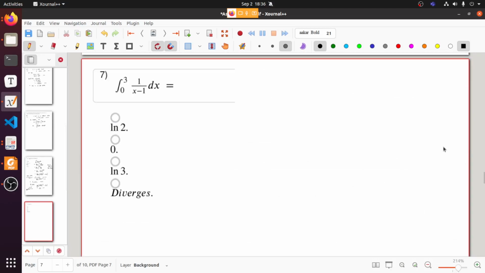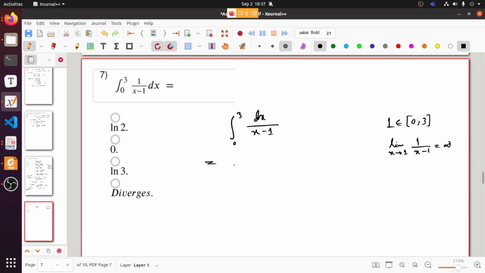Now this is question number 7. It says you have to find the integral from 0 to 3 of dx by x minus 1. Note that both limits are finite, 0 and 3. But is this Riemann integration? It's not, because 1 lies in the interval 0 to 3, and at the point 1, as x tends to 1, 1 by x minus 1 becomes infinite. So this has a singularity at the point 1, so this is an improper integral.